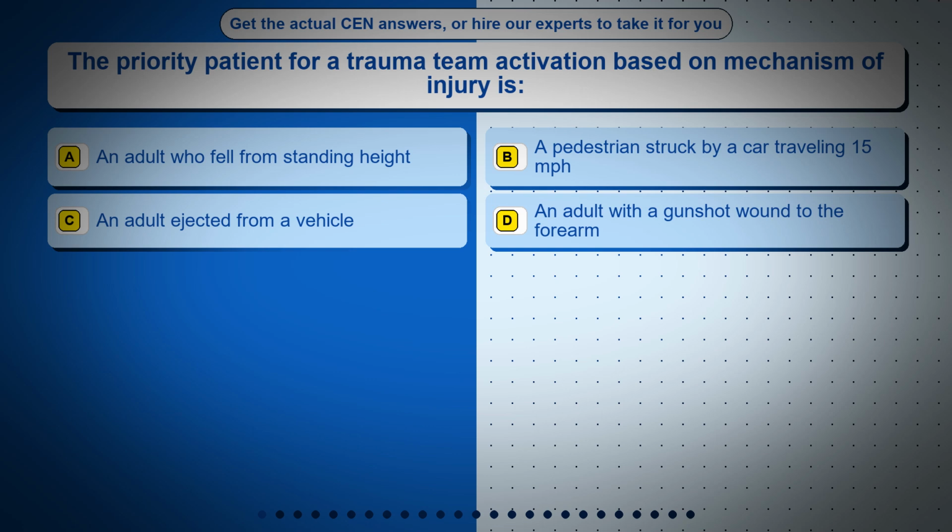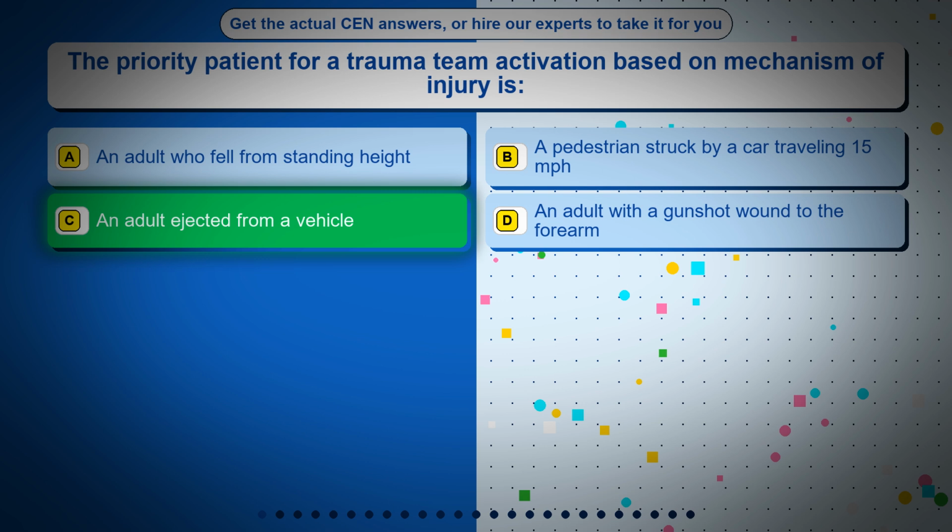Question 1. The priority patient for a trauma team activation based on mechanism of injury is Option A. An adult who fell from standing height. Option B. A pedestrian struck by a car traveling 15 miles per hour. Option C. An adult ejected from a vehicle. Option D. An adult with a gunshot wound to the forearm.